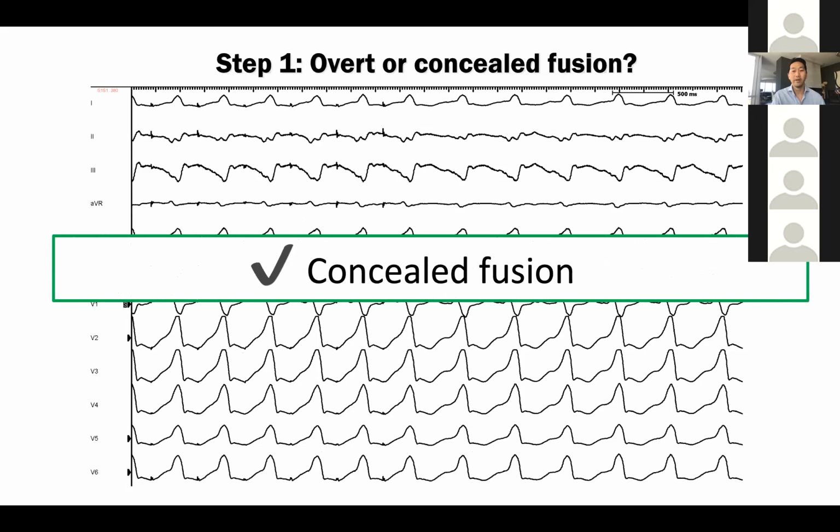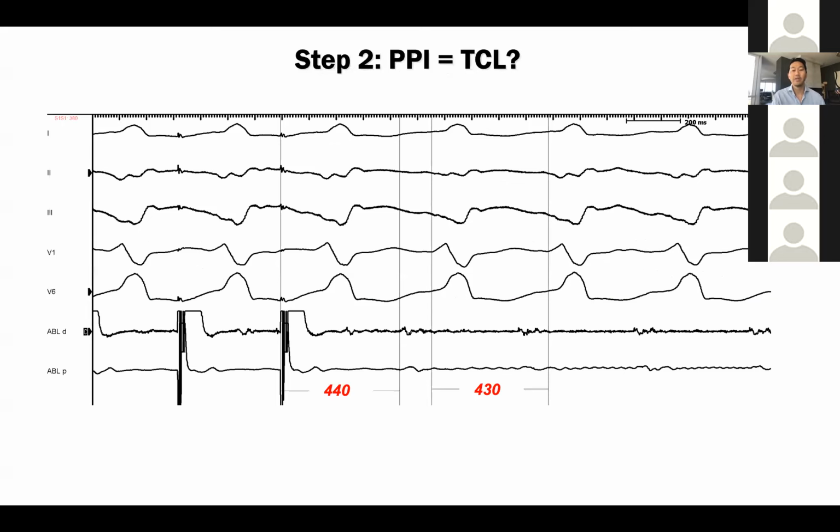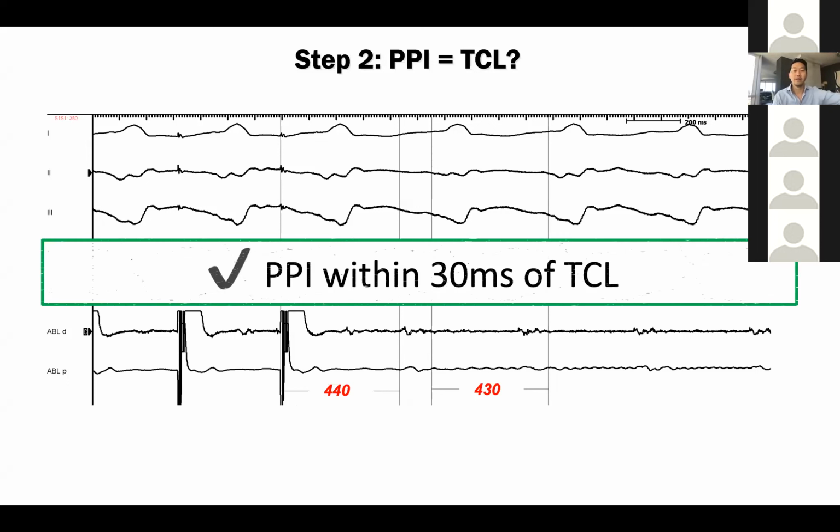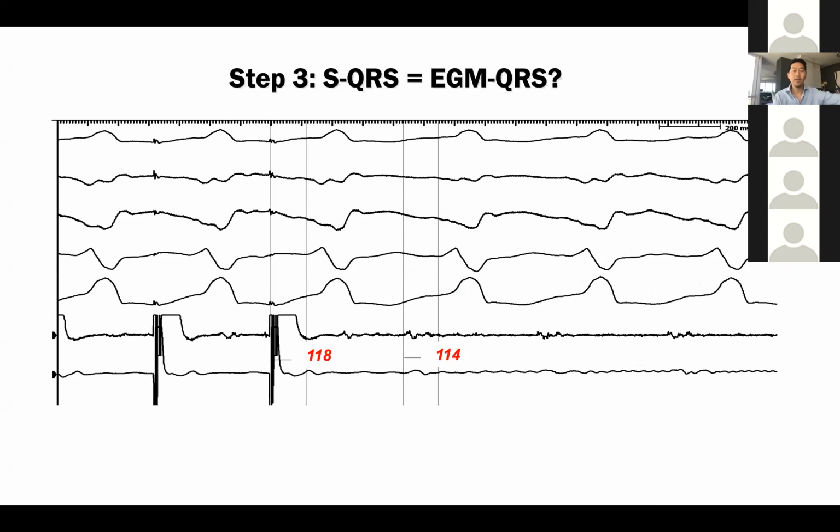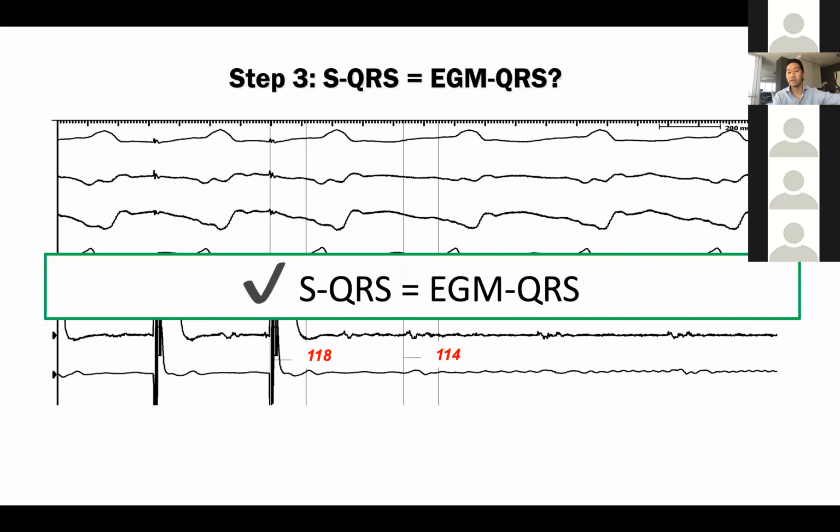Check 1. 2, PPI equals TCL. Let's go to that electrogram. 440, 430, 10 millisecond excess, fine. Step 3, let's test the theory if we approximated the right component of the electrogram. Let's work backwards from here to there, it is about 114. Well, then let's work backwards from here to there. That must be the component I'm capturing because the stim to QRS is the same. Okay, so all 3 points are satisfied.